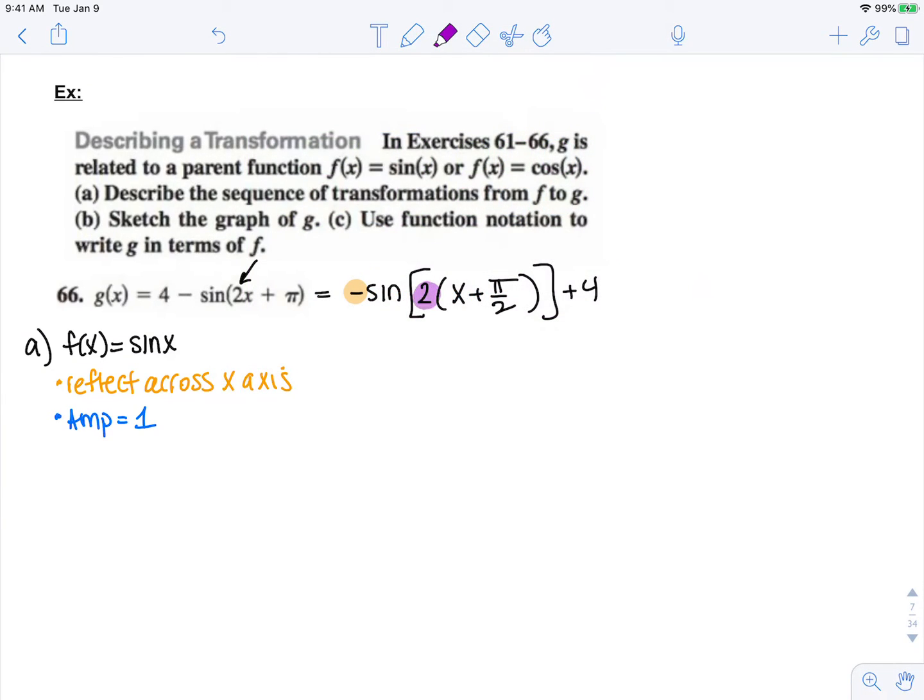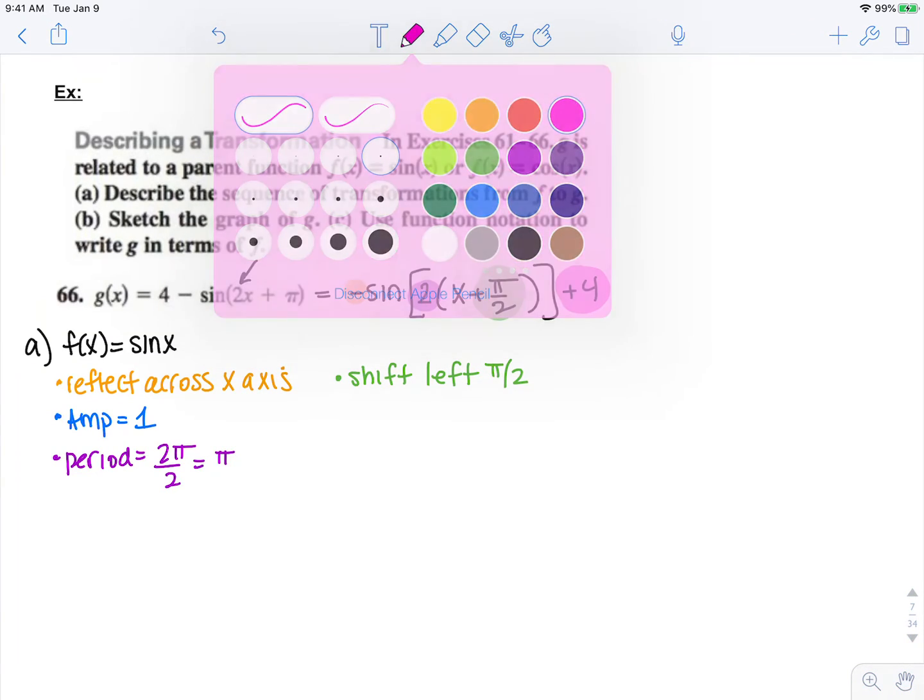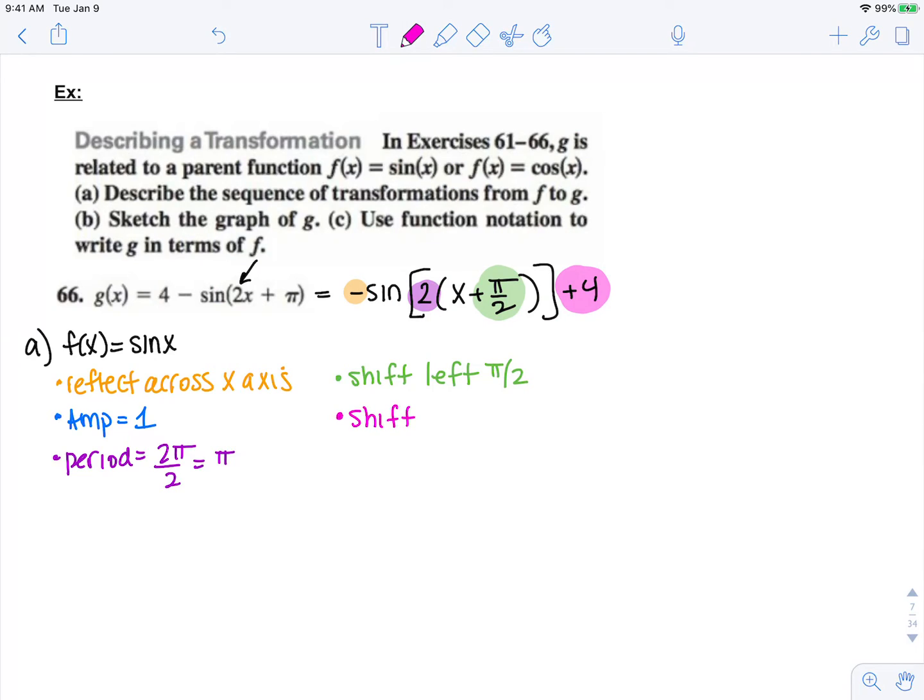Now I need to use this 2 to help me find my period, which is 2 pi over 2, which is pi. Here, adding pi over 2 is going to shift left pi over 2, and then adding 4 on the end, shift up 4 units. So that's part A.